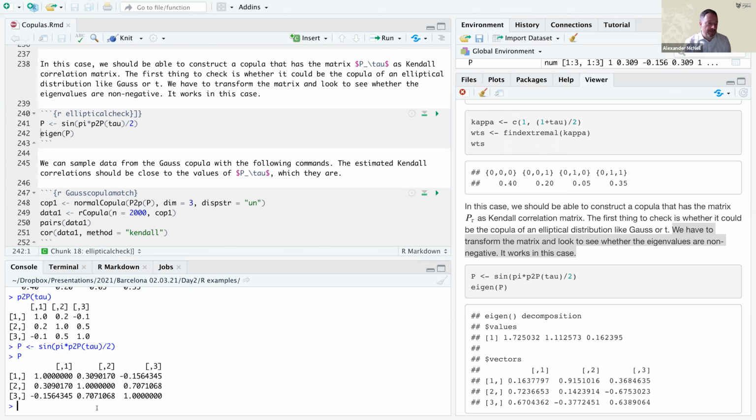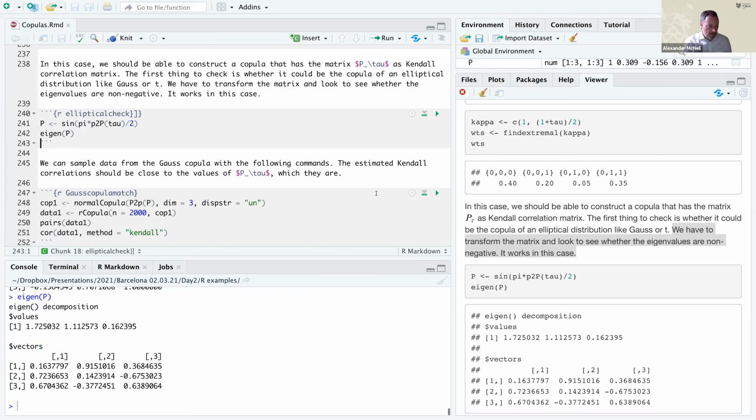And so what I have to do is check the eigenvalues. The eigenvalues are positive, so that's fine. So I could have that. For example, let's do the Gauss copula. I take a normal copula, that's a function in the copula package. So that's a normal copula.